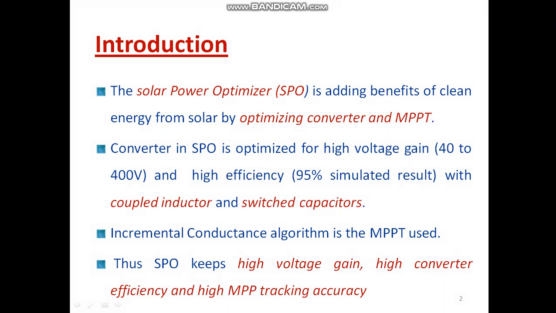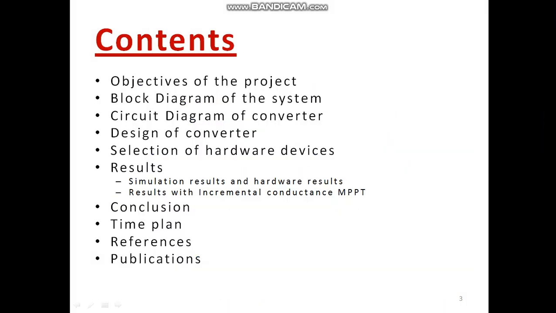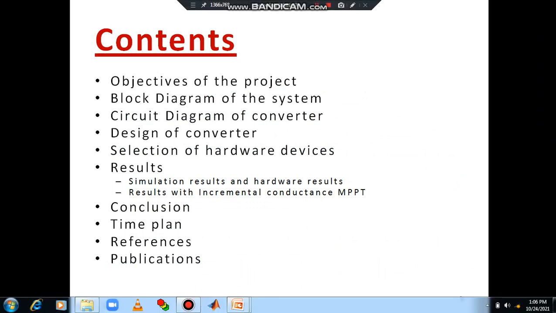I have explained the details of this optimizer in part 1 and part 2. Here I am mainly focusing on the hardware description, how to do the hardware of this power converter project. So how I did the hardware, let me share my experience.